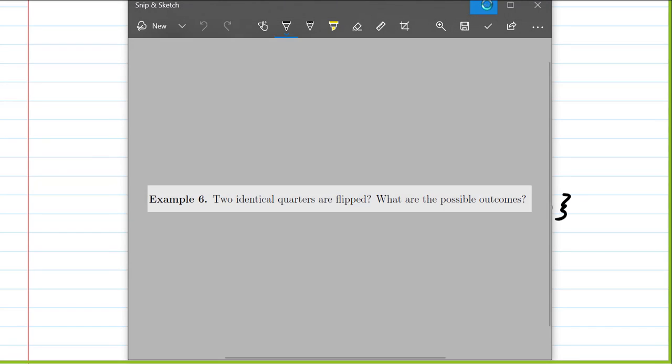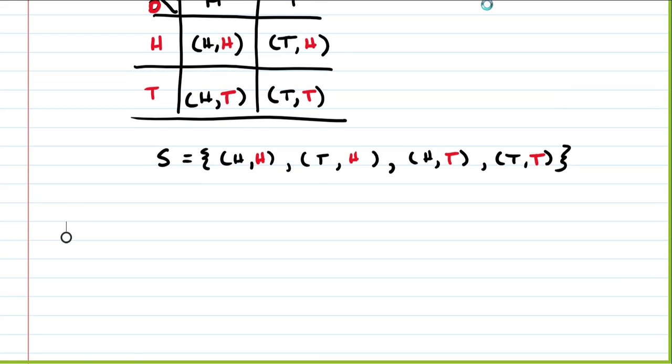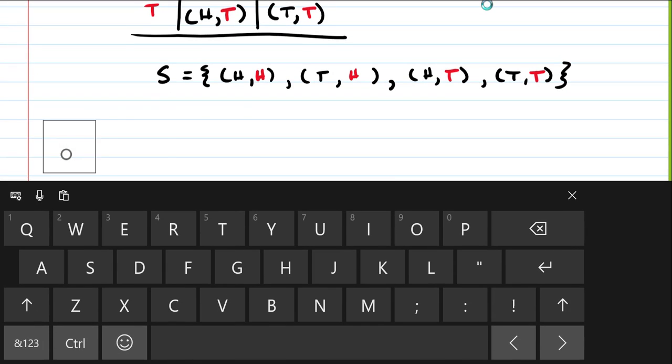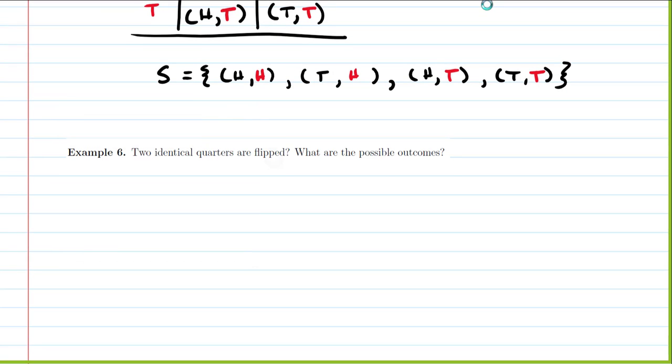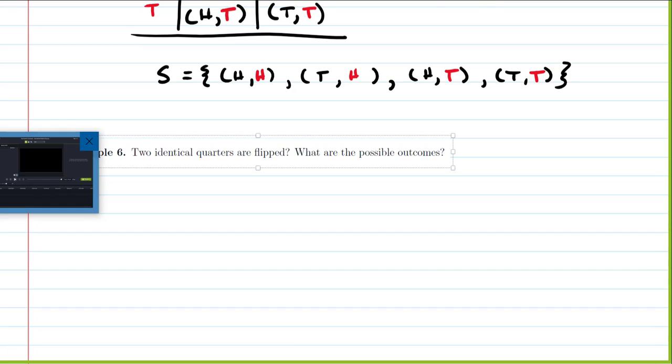So what if I have 2 identical quarters? So there is no way to tell them apart.